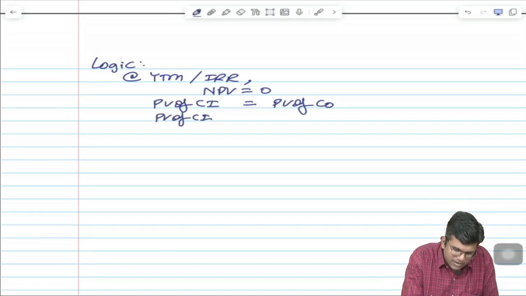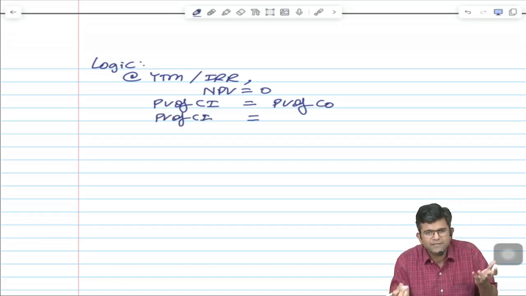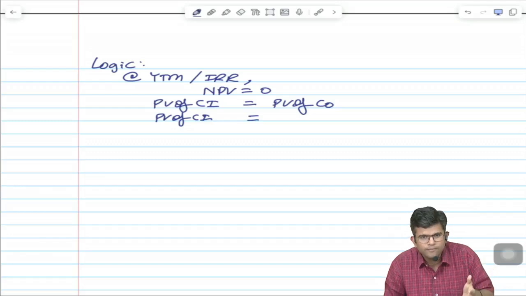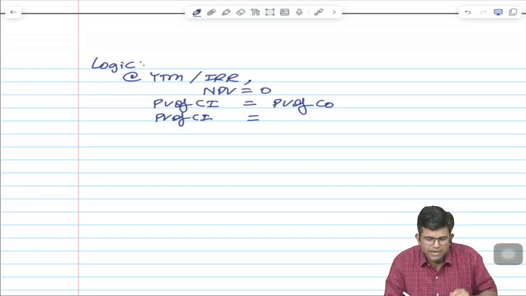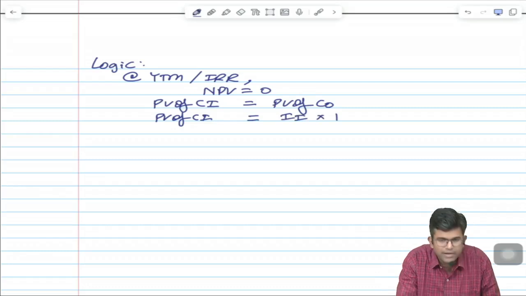Students, what is the present value of cash outflow for a bond? It is the initial investment into one. Do you agree?